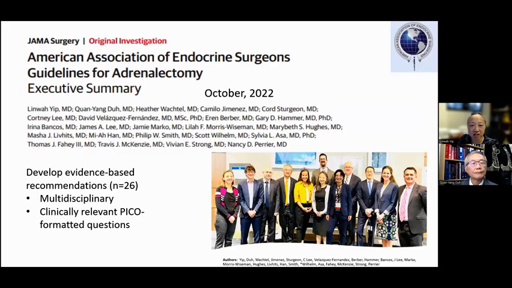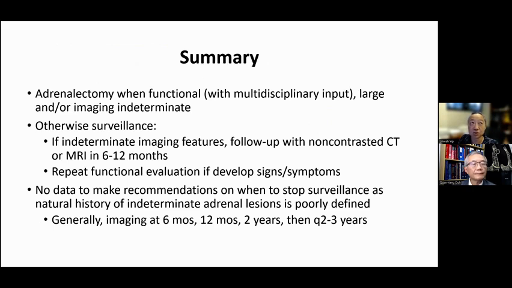So in the last 2 seconds, I'm going to make a shameless plug again for the AES guidelines published in October 2022. 26 evidence-based recommendations, multidisciplinary, a really fantastic resource if you want a quick look at the guidelines for adrenalectomy surgery. So in summary, adrenalectomy when functional, large, and or imaging indeterminate, otherwise surveillance, and really no data in terms of when to stop the surveillance, but generally at least 6 months and 12 months. And if you have any concerns, then you can certainly carry that out further.